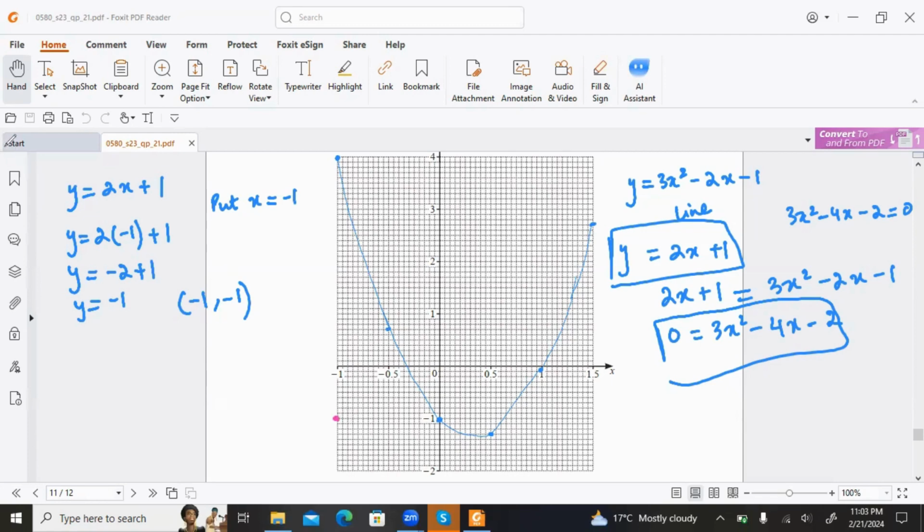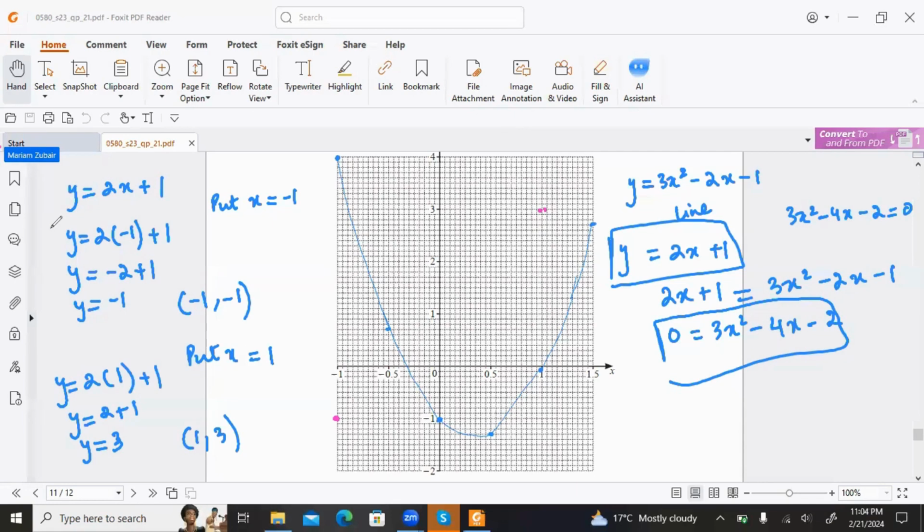And now let's pick another point. Let's go for whole numbers, no need to go for decimals. So if we pick x equals 1, let's say, that's going to be y equals 2 times 1 plus 1, which is 2 plus 1, which is 3. So 1, 3 in color. It is accurate. I hope that's correct.